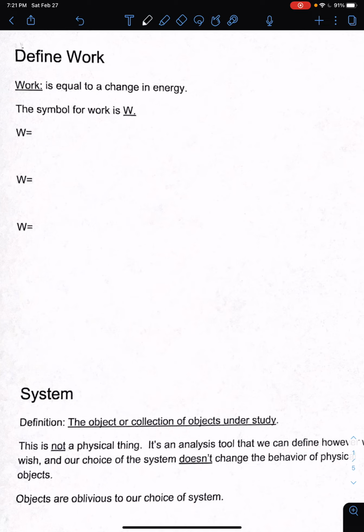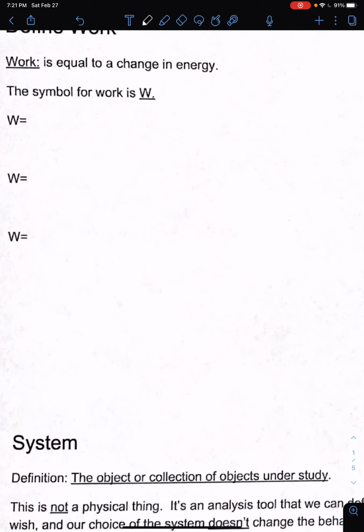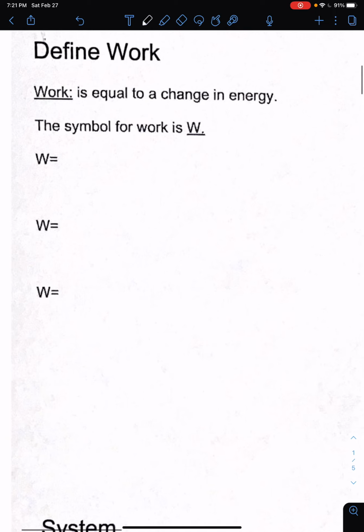Are you looking at a light bulb? Are you dealing with energy? Are you talking about a force? It's going to change for each one. All right, so work is equal to a change in energy. That'll be our first formula here. So we can say work is equal to delta E. I will come back to that formula later on in this lecture.